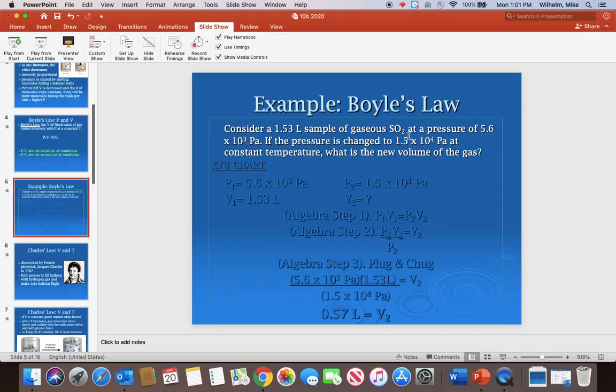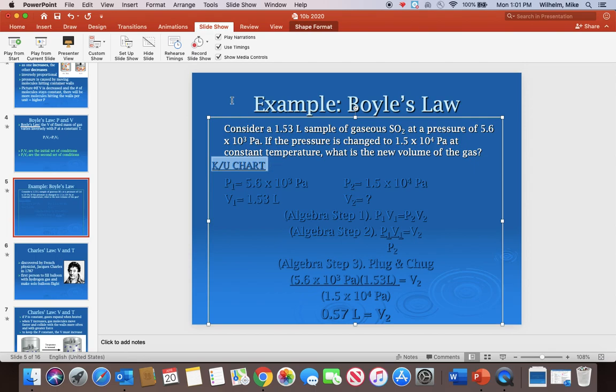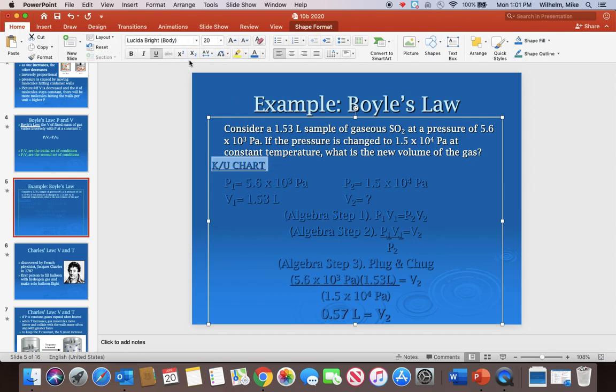I'm going to get out of full screen so I can show you the steps on how you should complete a problem like this. You can hear some geese in the background maybe. My door's open. It's a beautiful day today.